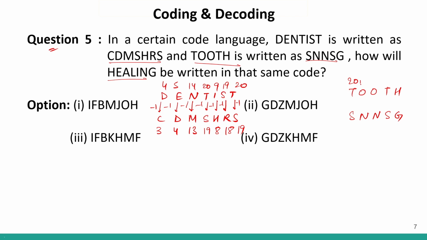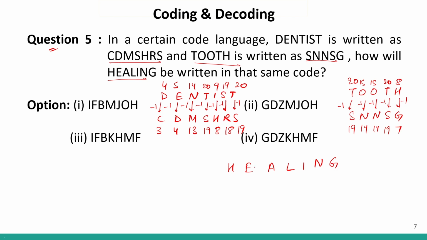So this is 20, this is 15, 15, 20, H is 8, this is 7, 19, 14, 14 and 19. So here also we are moving one position back in each case, right? We are moving one position back. So we will do the same thing for healing.